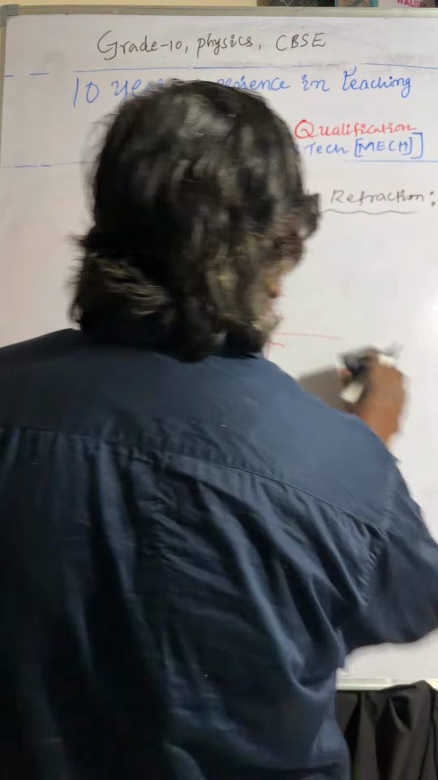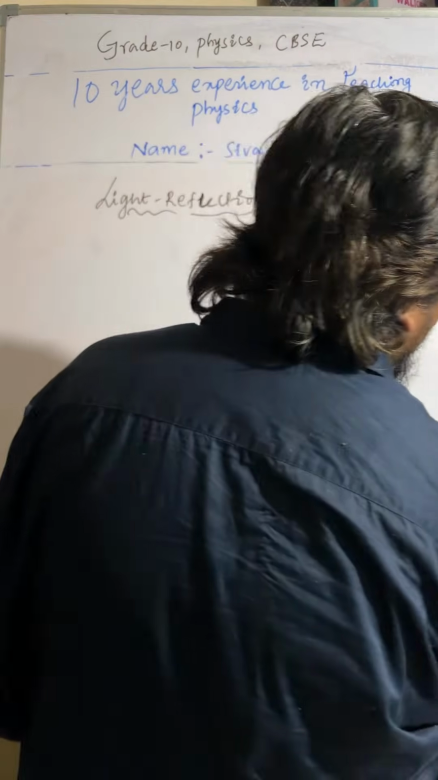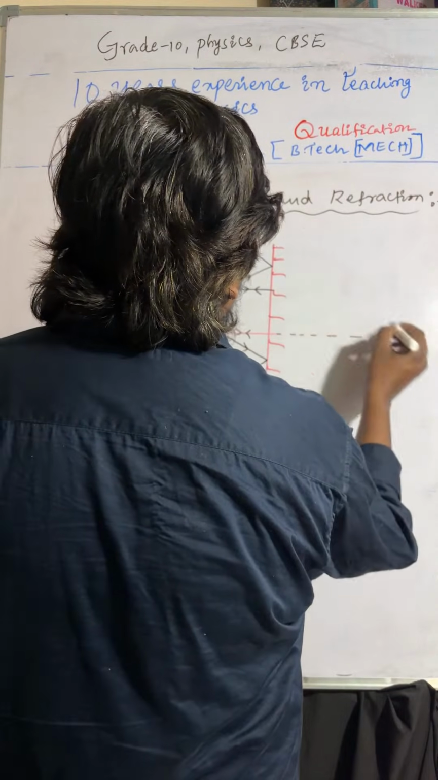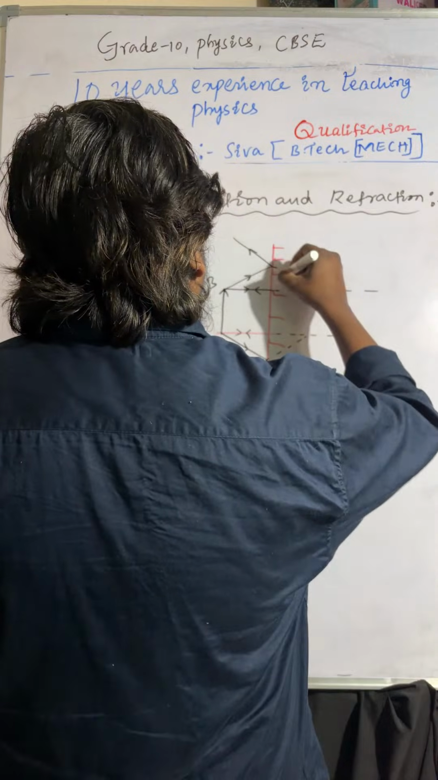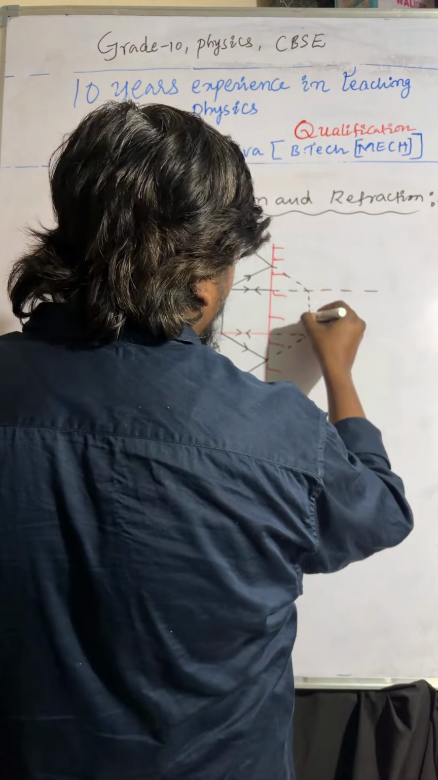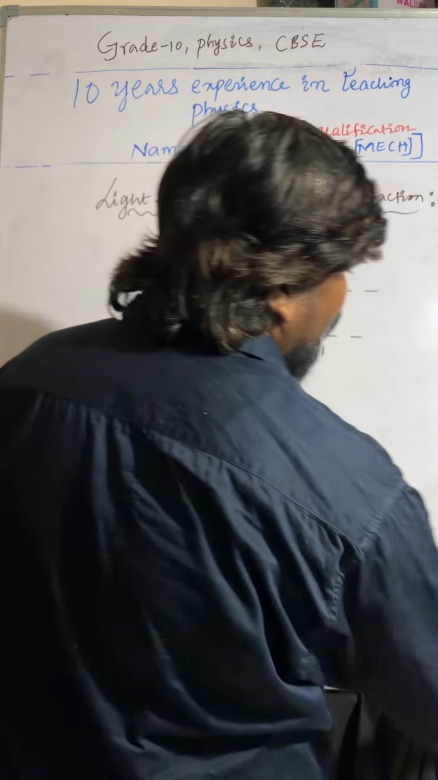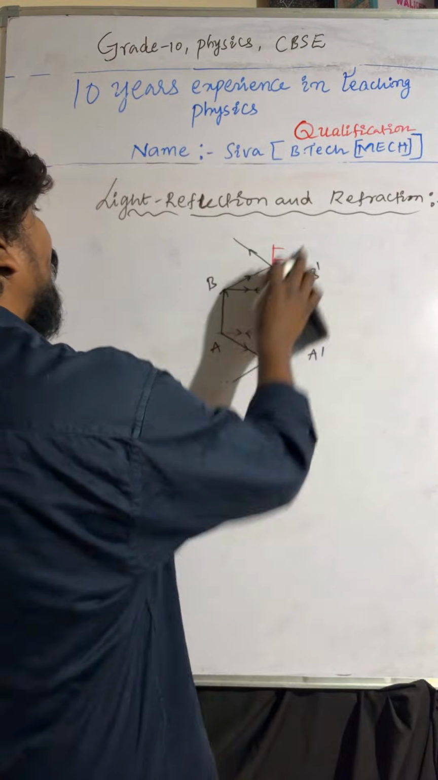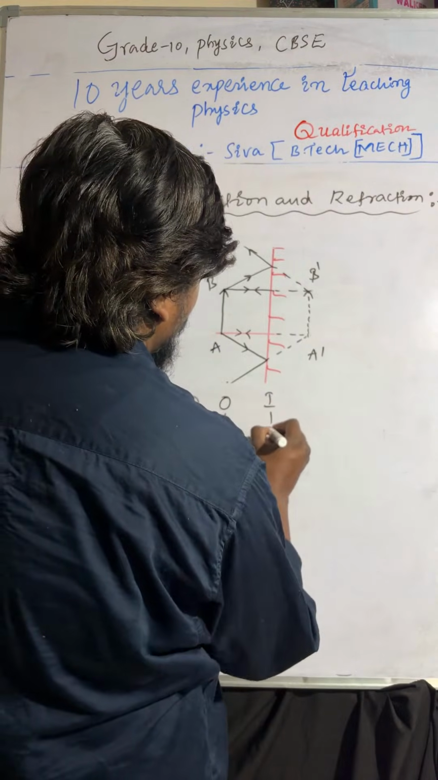So what type of image will form? Virtual, erect and the same size image will form. So here, if you are considering, the image will form here. So this is A dash and B dash. So point number one: object is real, image is virtual.